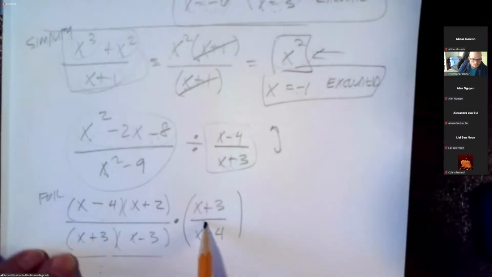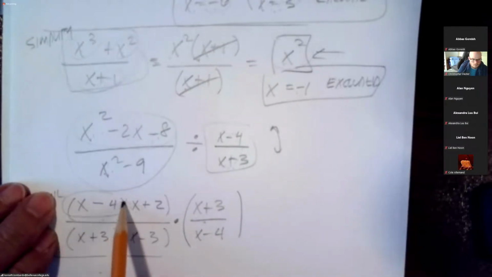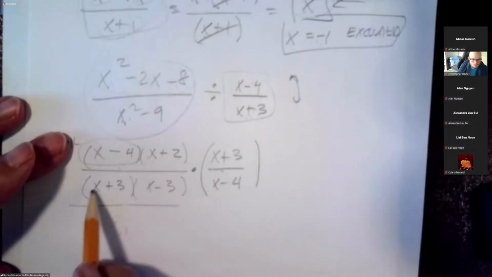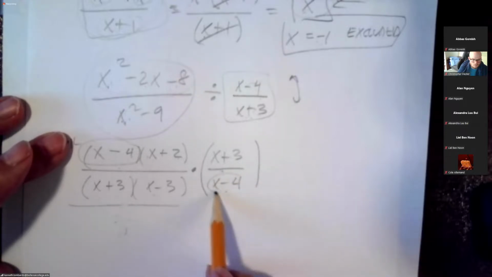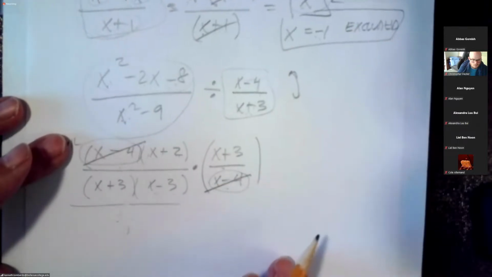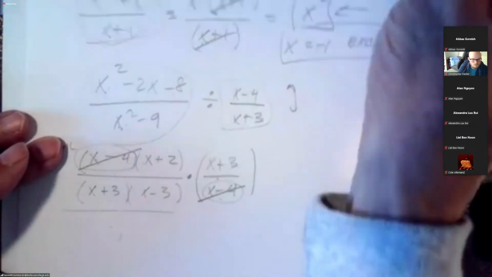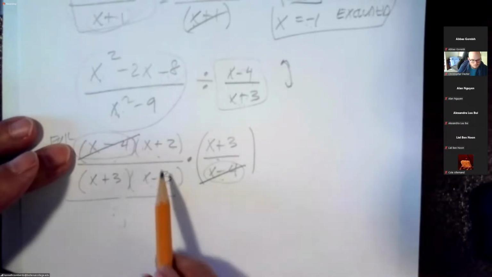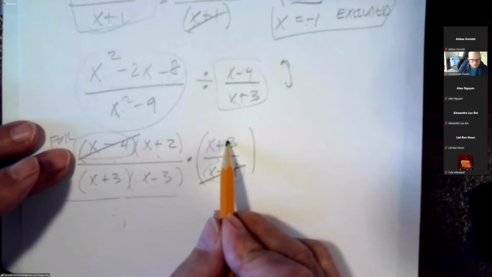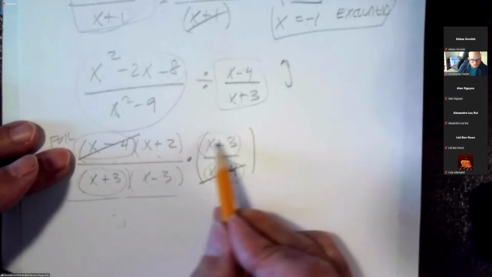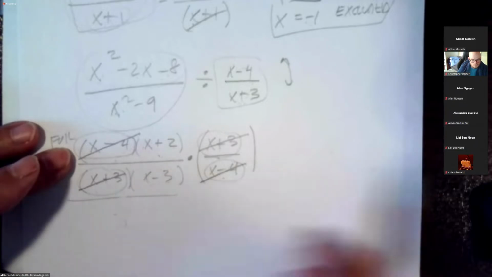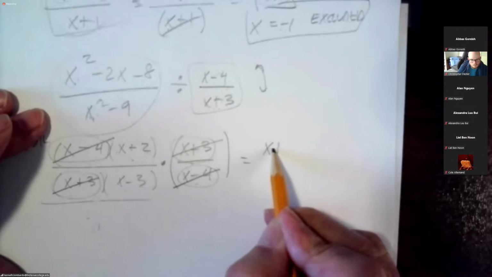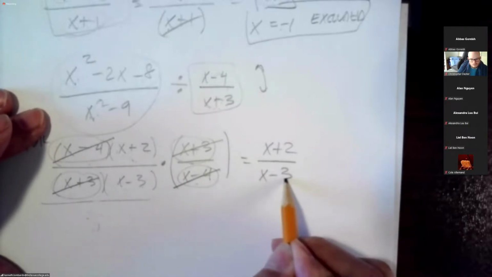Let's take the first binomial, x minus 4. Does that exist in the denominator anywhere? Because if it does, we can cancel it. Not here, not here. Ah, it exists here. So we can cancel that. Good. Now, how about x plus 2? Does that exist down here? No, that's fine. How about x plus 3? Oh, that exists here. So x plus 3 goes away. By canceling, we're left with x plus 2 divided by x minus 3.